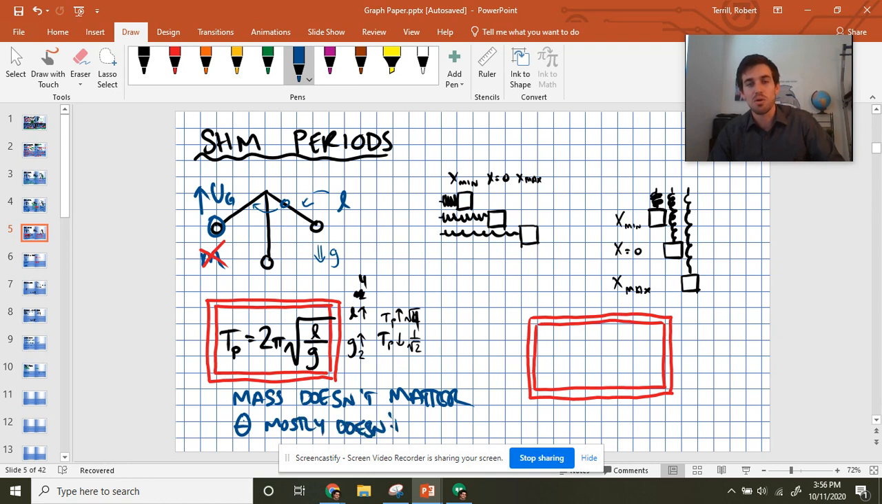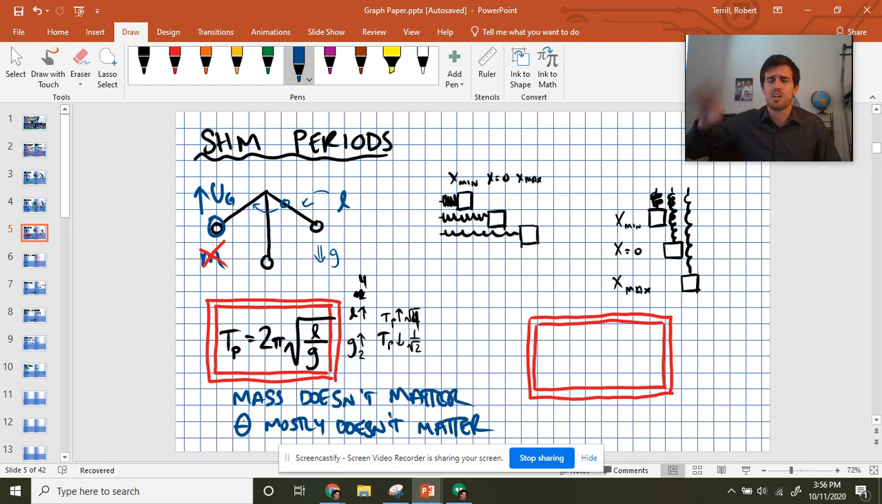And what I mean by "mostly doesn't matter" is that as long as you keep it below 10 degrees, it's not going to play a huge role. So that's a simplification that we're making. That is why this is simple harmonic motion, because we're only looking at pendulums that are going between 10 degrees, if we're looking at the period.